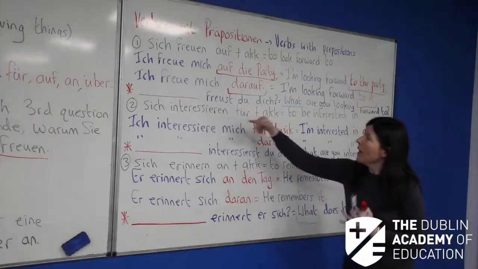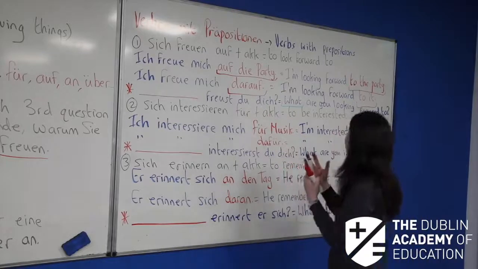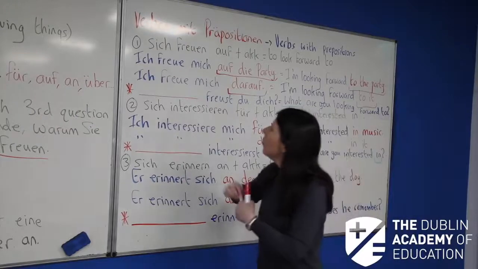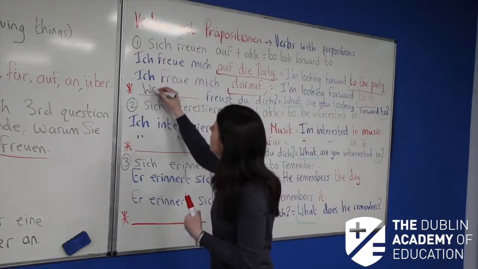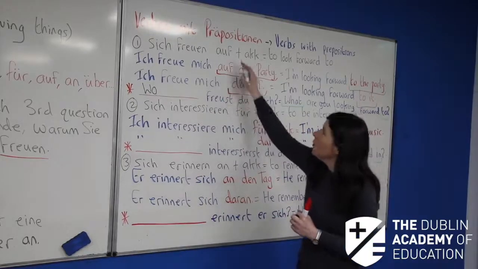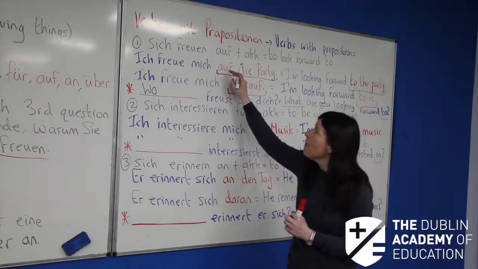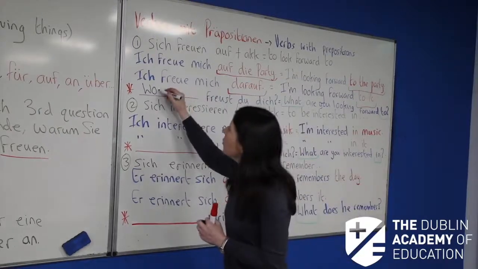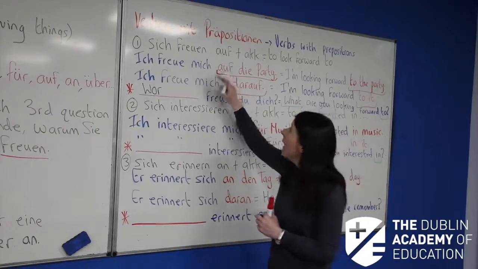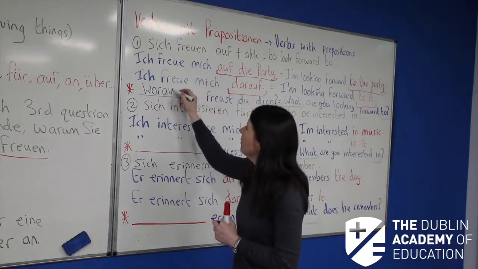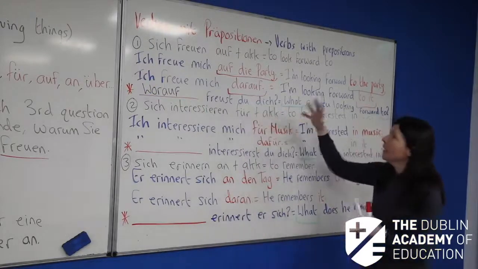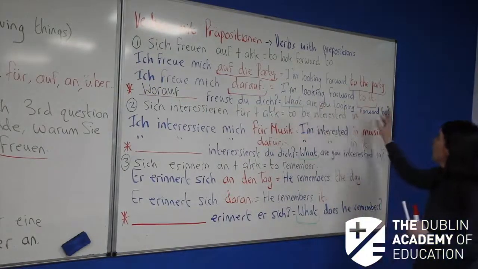So how do you write the what to? What are you looking forward to? You put wo here. So wo is the what. You go back up and you look at the auf. You know that auf is the preposition that's used. We insert an r because this preposition starts with a vowel, and then we just add the preposition. So worauf freust du dich is how you say what are you looking forward to.